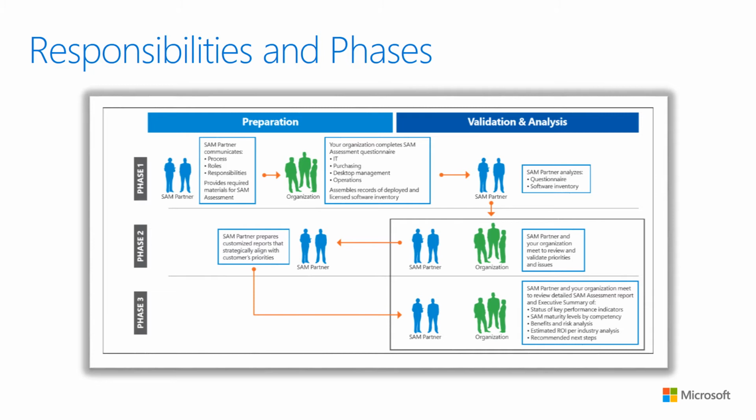The first phase centres around the preparation and analysis of the SAM assessment questionnaire and licensing records, and you can see that the partner communicates the process, roles and responsibilities and provides the required materials for the SAM assessment. Meanwhile, the customer completes the SAM assessment questionnaire across IT, purchasing, desktop management and operations teams and assembles records of deployed and licensed software inventory.